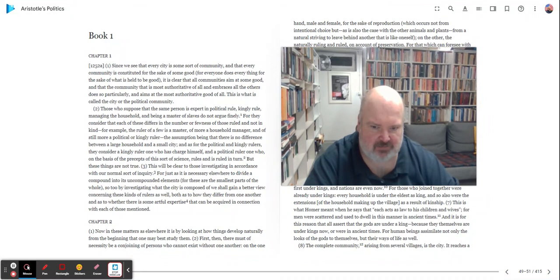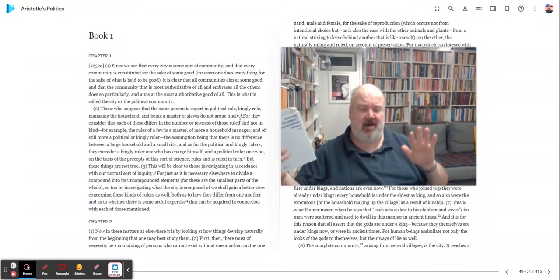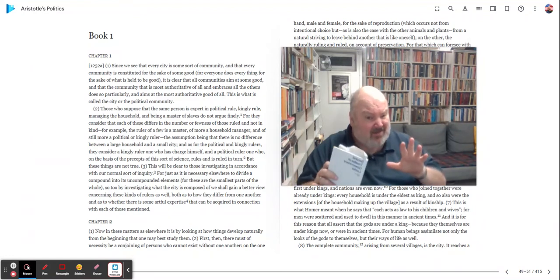Those who are engaging in political rule, a king, those engaging in kingly rule, those ruling in a household and ruling over slaves are the same, are not arguing finely. So there's an agreement at one level between Aristotle and Locke here. It looks like there is.